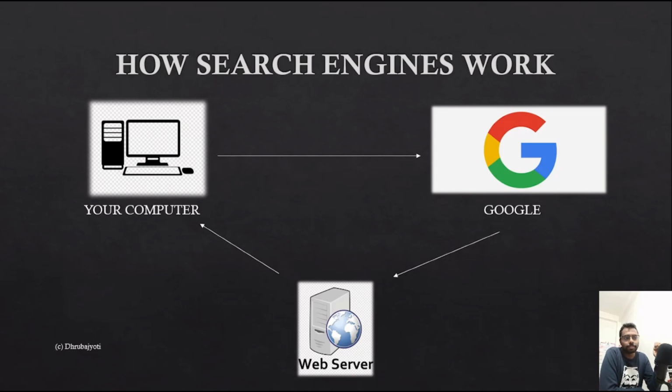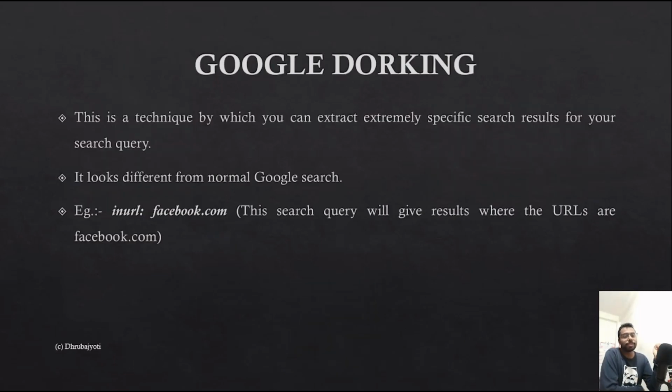But what if we could search in a manner in which we could only extract results that contain facebook.com in the URL? That's when we use something known as Google dorking. Google dorking is a type of searching technique in which you get extremely specific search results for your query, and we don't just write Facebook in the search bar, but we use some kind of special text to extract the search results.